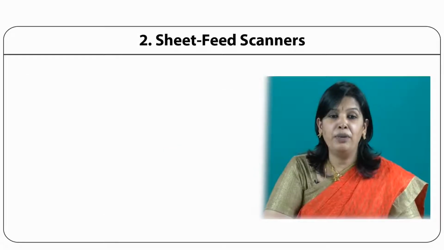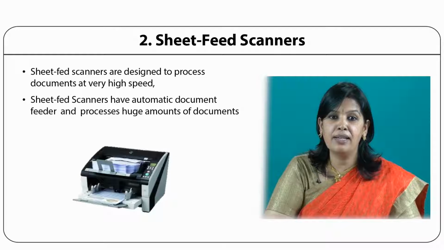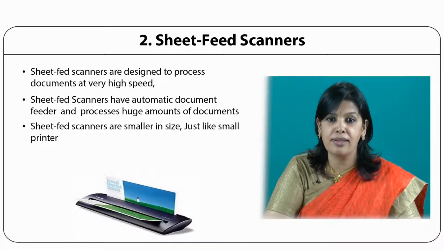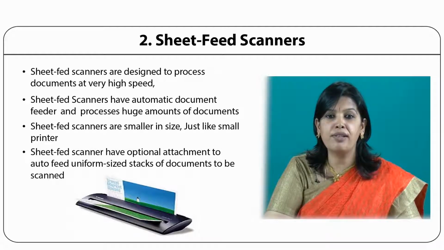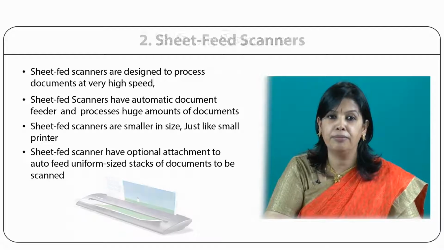The second equipment is sheet feed scanners. Sheet feed scanners are designed to process documents at very high speed. They have an automatic document feeder and process huge amounts of documents. Sheet feed scanners are smaller in size, just like a small printer. This scanner has an optional attachment to auto-feed uniformly sized stacks of documents to be scanned.